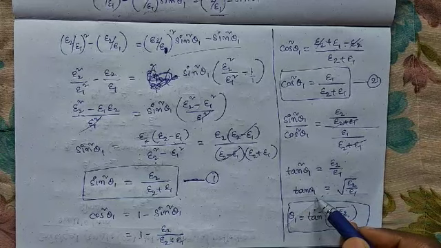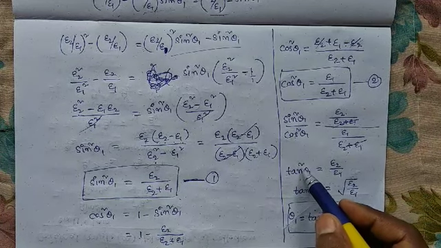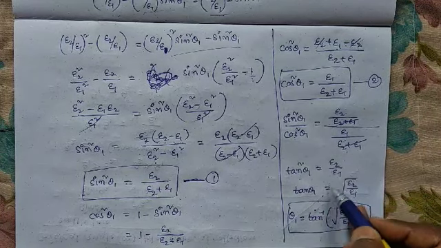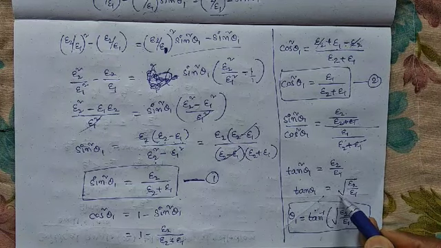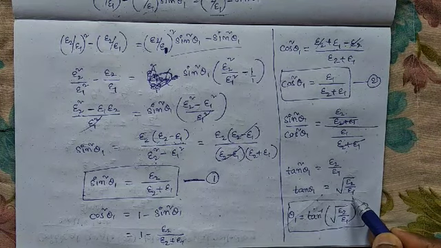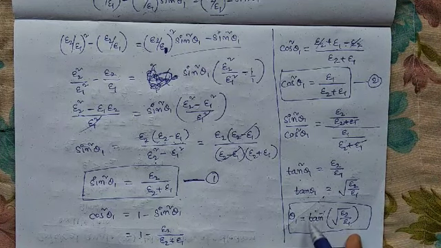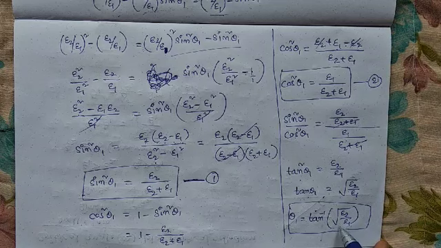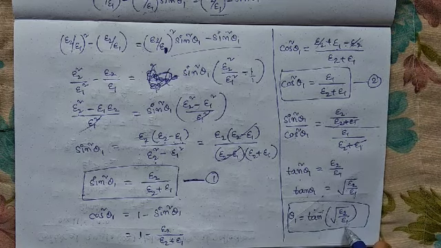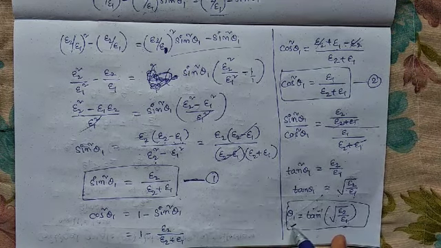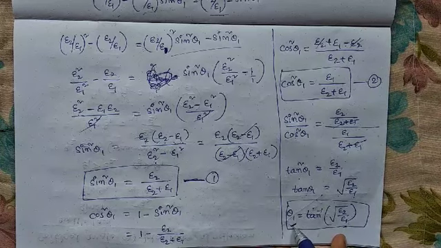To determine tan theta 1, we take the square to the other side as a root. Tan theta 1 is equal to root epsilon 2 by epsilon 1. From this we determine theta 1: theta 1 is equal to tan inverse of the square root of epsilon 2 by epsilon 1. This theta 1 is the Brewster angle.